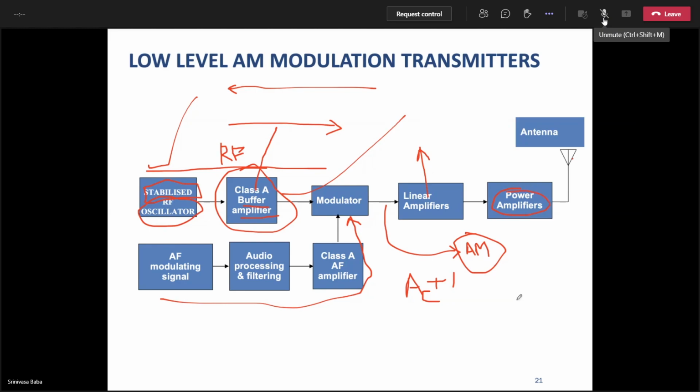So this is the general block diagram of a low level AM modulator. Low level AM modulator. I'll repeat. I'll remove all these things and then I'll come back to this.